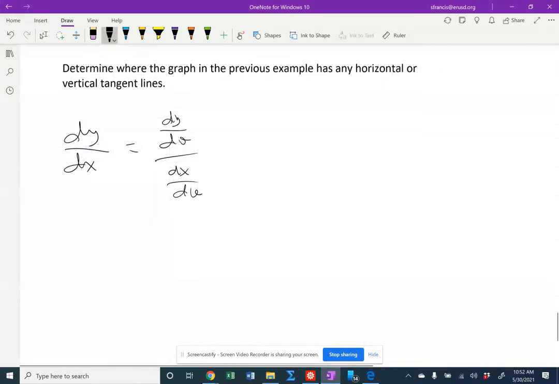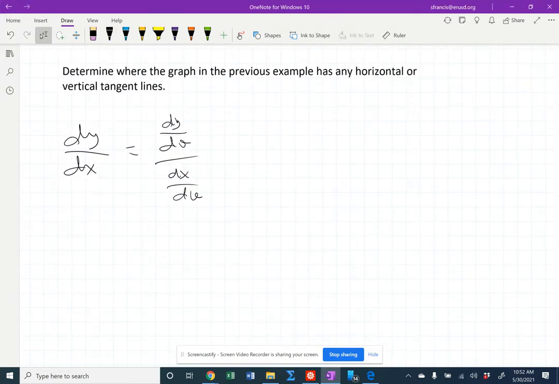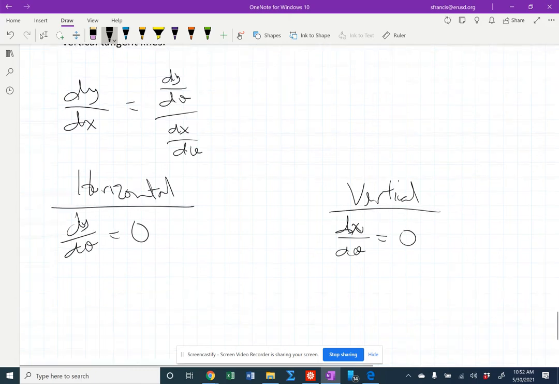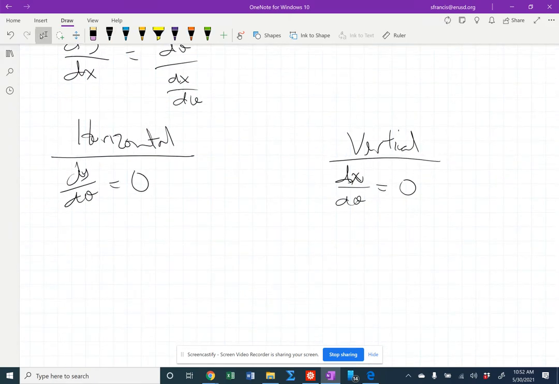And so if this is our slope of the tangent line, then we're going to have horizontal tangent lines. I'm just going to put horizontal here, where the slope is 0. So that means we need dy over d theta to be equal to 0. And we'll go solve that in a minute. For vertical, we're going to need to know where dx over d theta is equal to 0. And of course, we don't want both the numerator and denominator to be 0 at the same time, but that's what we're looking for. So what's dy over d theta?